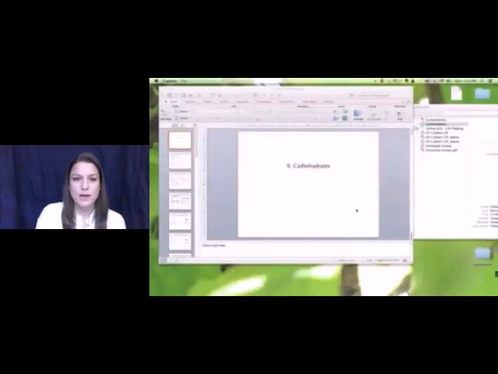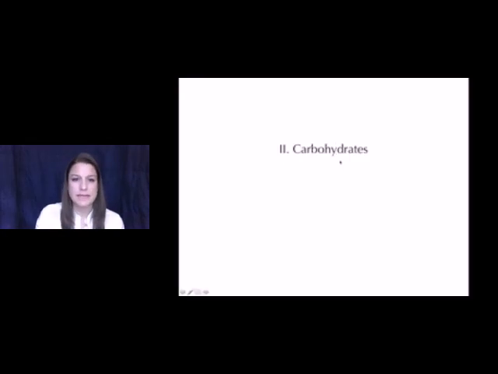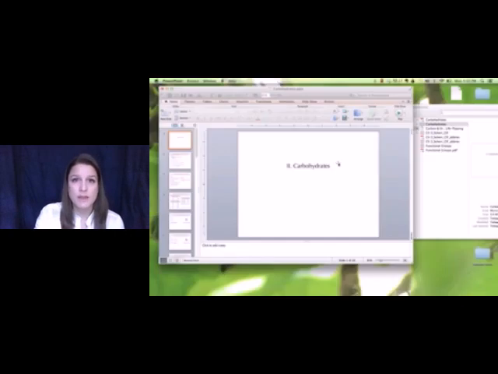Today we're going to talk about carbohydrates. If you look at the word carbohydrate, it might give you a clue as to what's in it. We see the carbo part here, and then the hydrate part, like water, here. So if we look at them, we can talk about carbohydrates as sugars and sugar polymers.